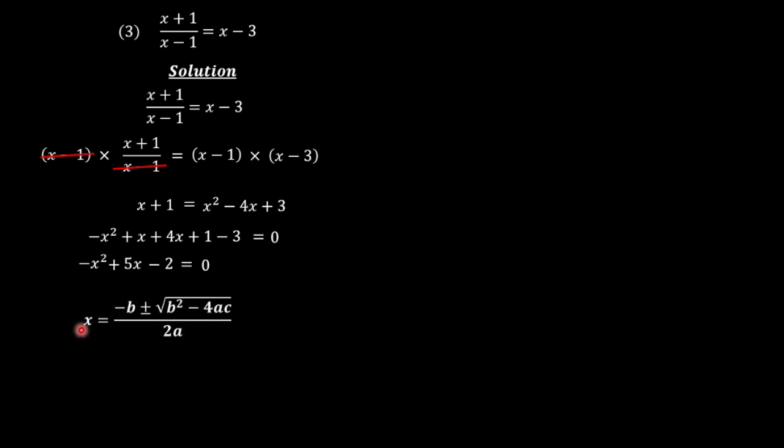Alright, so the quadratic formula is what? x equals negative b plus or minus the square root of b squared minus 4ac over 2a. So a is equal to what? Negative 1. b is equal to what? 5. And c is equal to negative 2. So let's substitute these values into the formula, okay, to find the values for x.